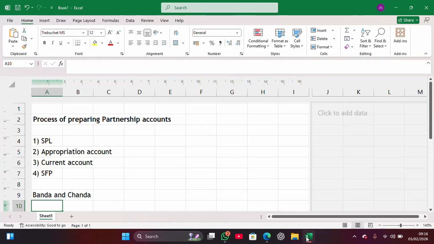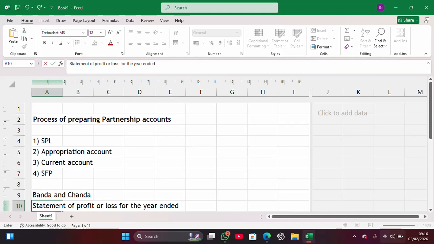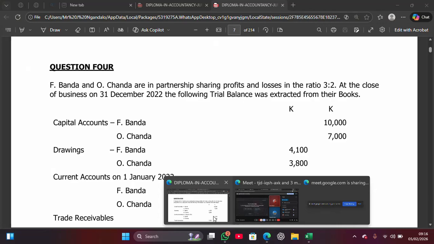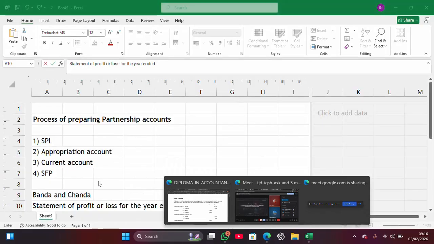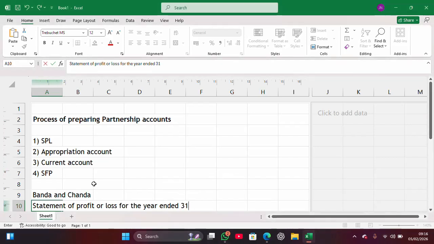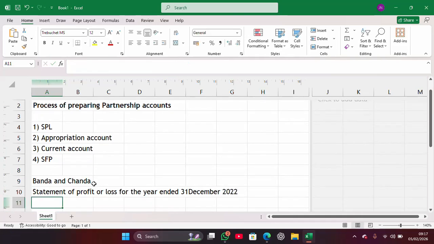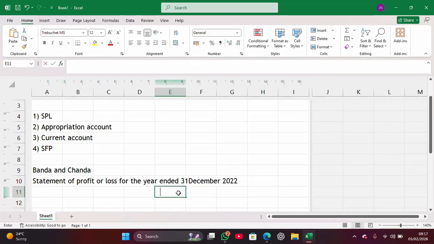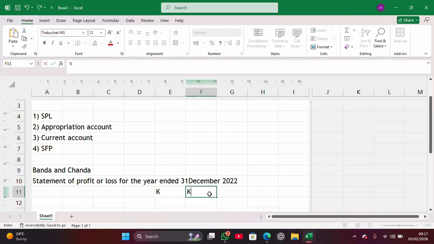A statement of profit or loss for the year ended. Which year is this? It's 31st December 2022. So we're going to have 2 columns. Of course, we are dealing with Kwacha.